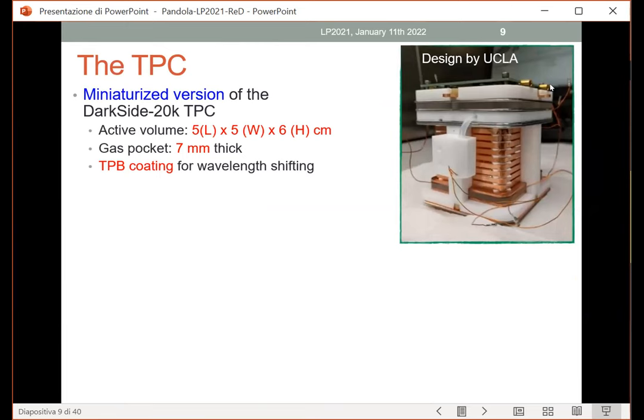My camera is not... okay, I cannot see my video. Okay, now I can see.